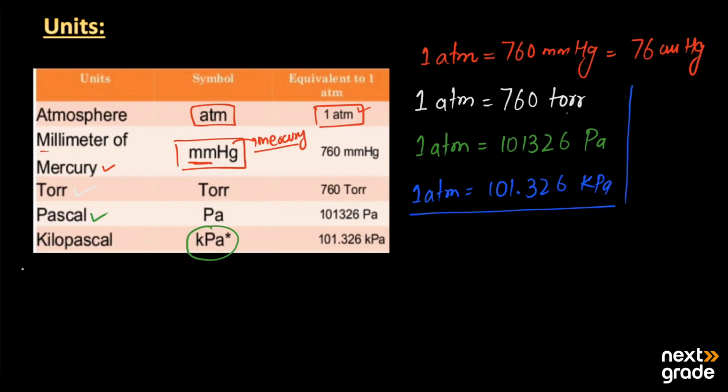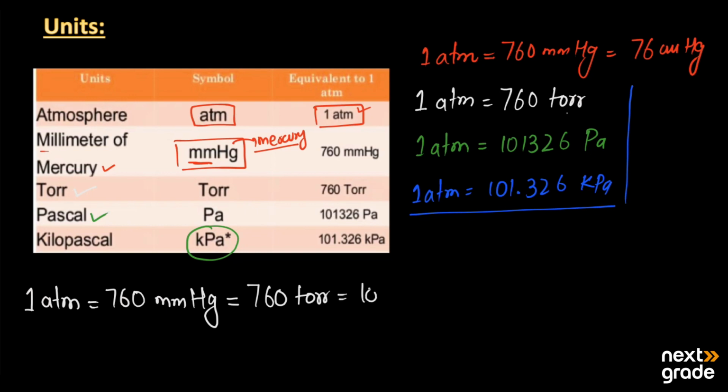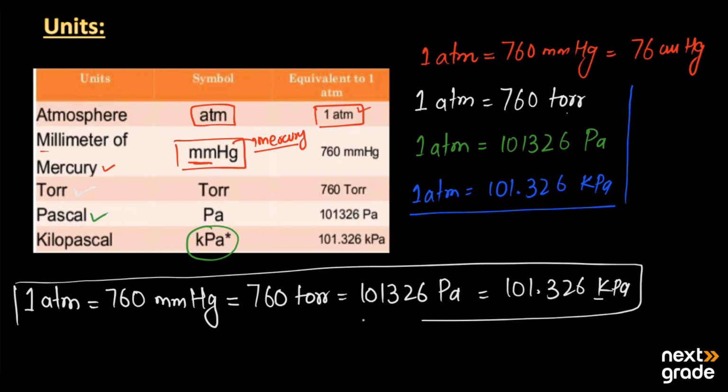Here we will make one whole equation. We have 1 atm, which is equal to 760 millimeter of mercury, and this is equal to 760 torr, which is equal to 101326 Pascal, and it is equal to 101.326 kilopascal. So kilopascal is another unit of pressure. All these units are interconvertible and can be used for denoting pressure.